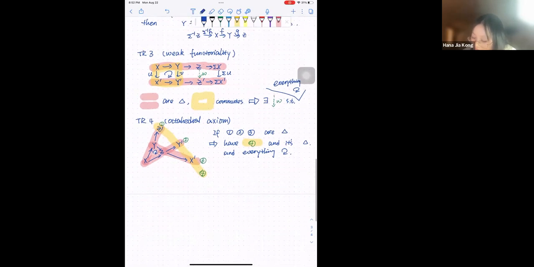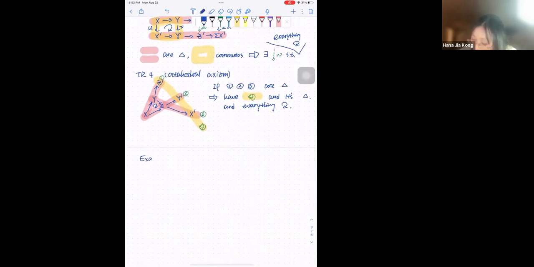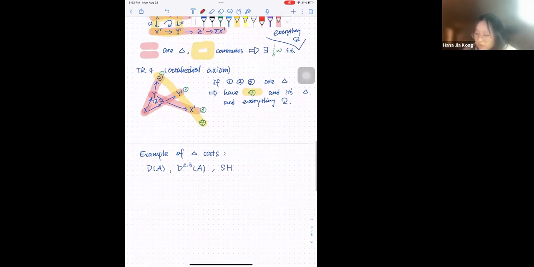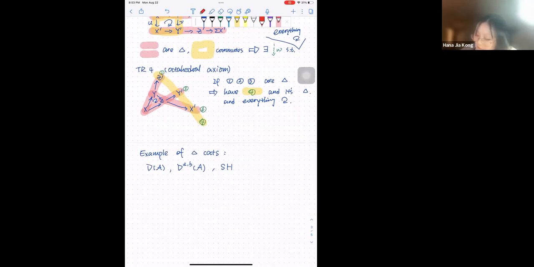Before we talk about that, maybe let's first see what examples we have. So, examples of triangulated categories. Actually, I have mentioned it at the beginning as an intuition. We have the derived category of some abelian categories, and also the bounded version, and also the stable homotopy category. These are the intuitions behind this definition of a triangulated category.